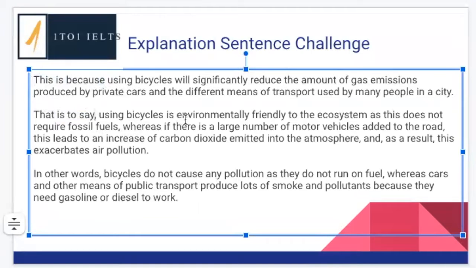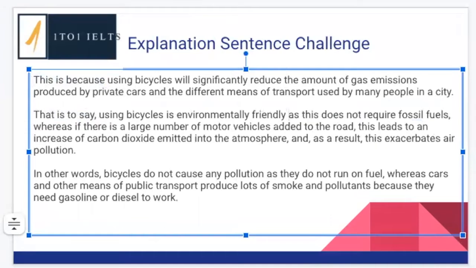So that is to say, using bicycles is environmentally friendly to the ecosystem. If something is environmentally friendly, we wouldn't then say to the ecosystem because it's being very repetitive. So we're going to try and be a lot more concise. I see that a lot of students do this. They add prepositional phrases to repeat what they've just said. So don't repeat yourself. Remember, every piece of language that you use should have a purpose. If you're just repeating yourself, there is no purpose to what you're saying. So using bicycles is environmentally friendly. We're giving a reason why.